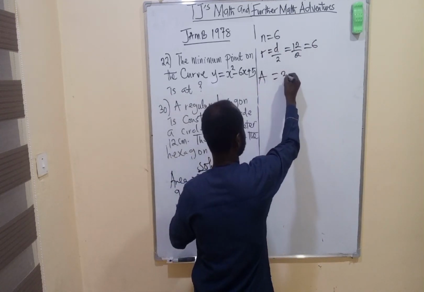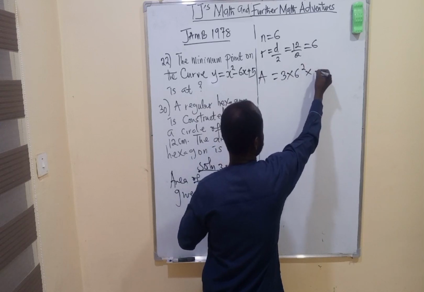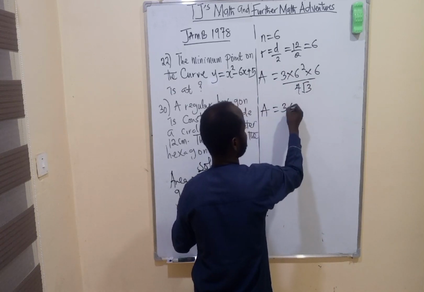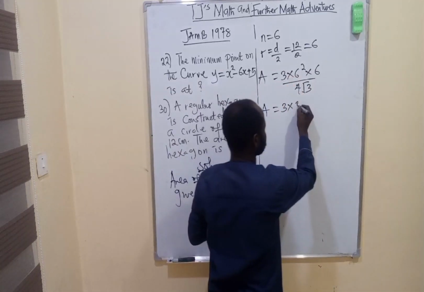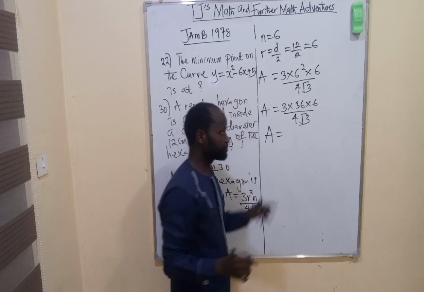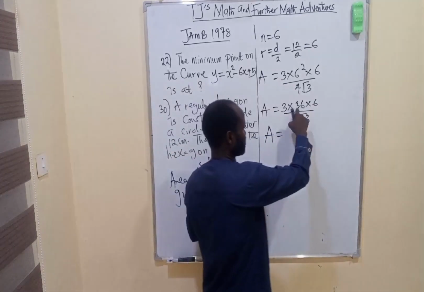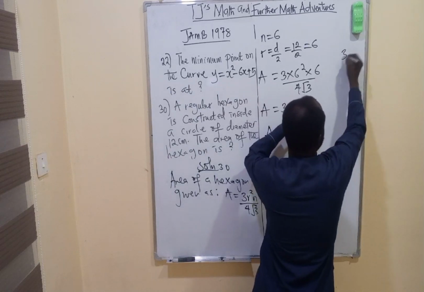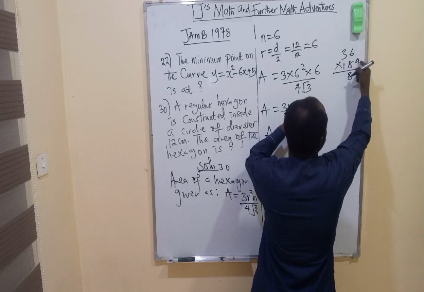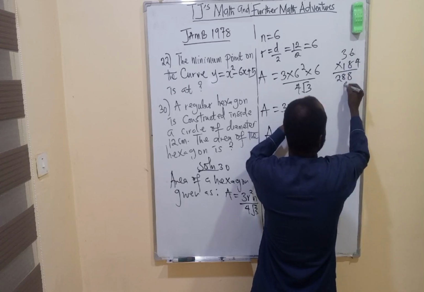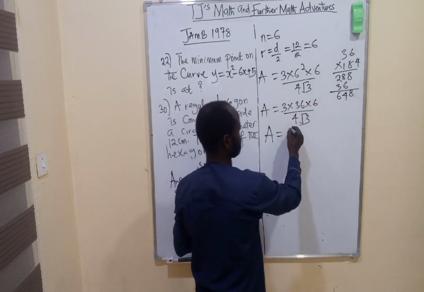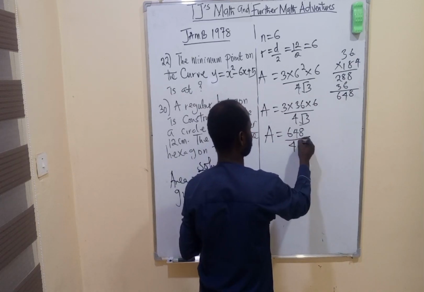The area A will be 3 times 6 squared times n, which is 6, divided by 4 root 3. That is 3 times 6 squared, which is 36, times 6, divided by 4 root 3. 3 times 6 is 18, and 18 times 36 is 648. This will be 648 divided by 4 root 3.